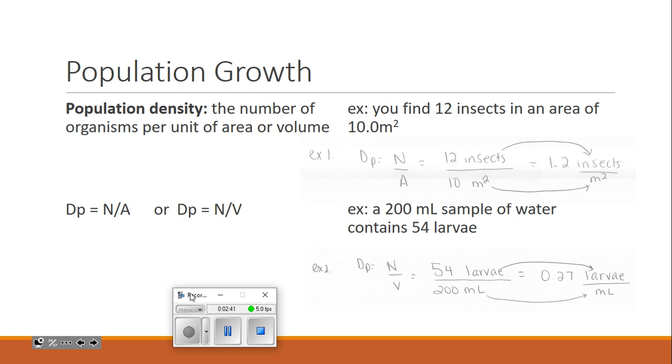So in this question, the unit for the number of organisms is insects, because that's what I was counting. And the unit for area is meters squared, because that's what they told me. And so I take the number of organisms and divide it by the area. 12 divided by 10. My answer is given in insects per meter squared because those were the units that the question gave me. What you'll see too is if it's a numeric response question, they will tell you the unit at the end. It's like they're telling you what you should be dividing. It's like a little cheat for you.